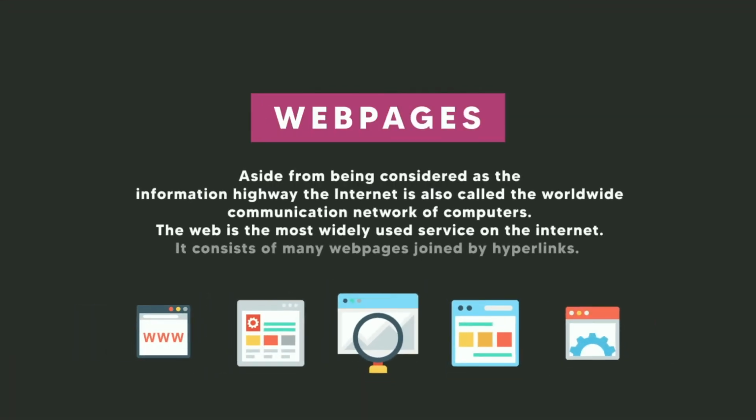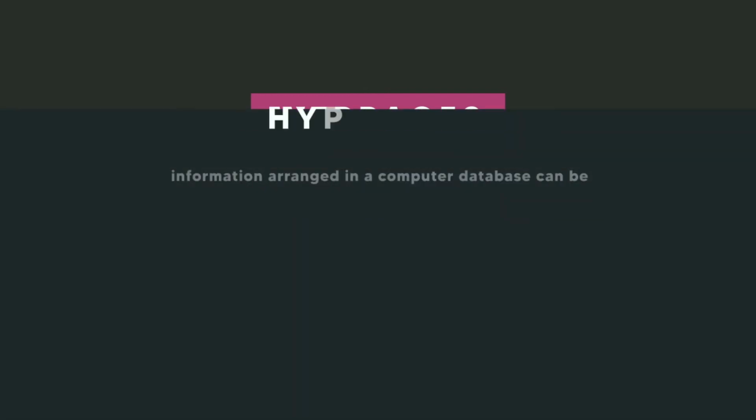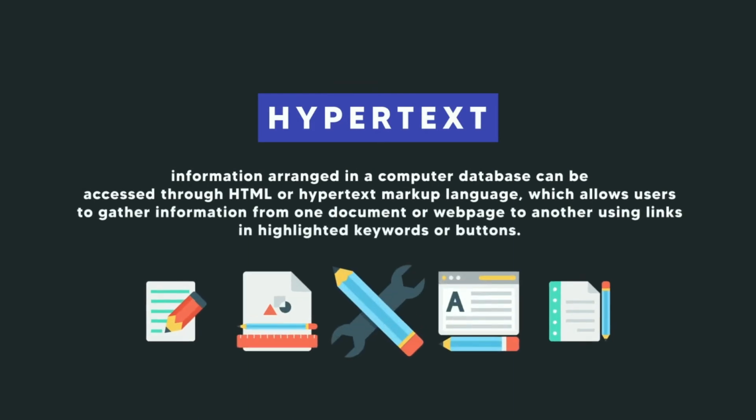Web pages. Aside from being considered as the information highway, the Internet is also called the worldwide communication network of computers. The web is the most widely used service on the Internet. It consists of many web pages joined by hyperlinks. Hypertext, information arranged in a computer database, can be accessed through HTML, or hypertext markup language, which allows users to gather information from one document or web page to another, using links in highlighted keywords or buttons.